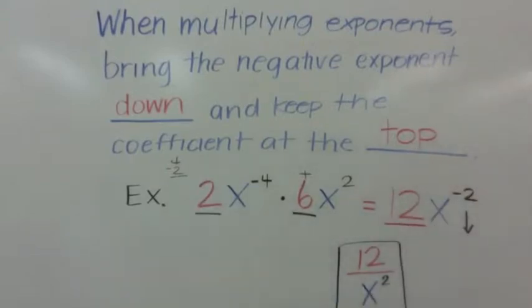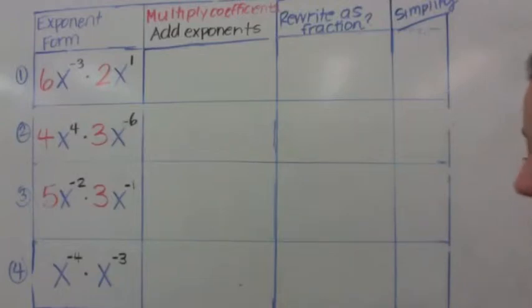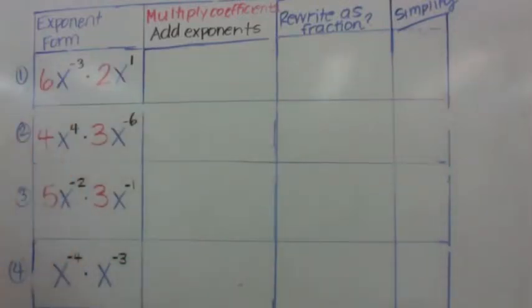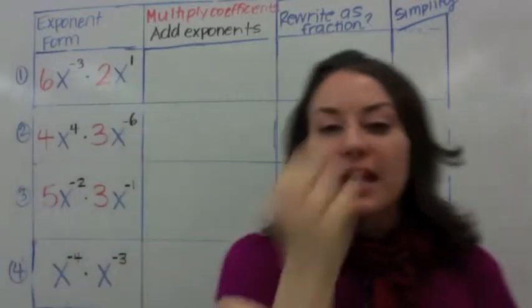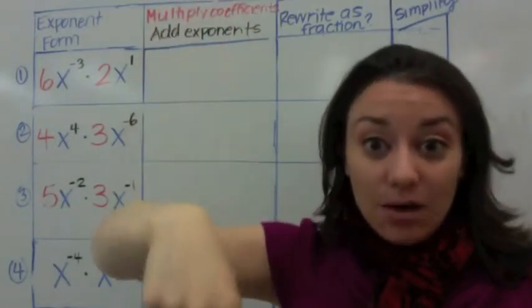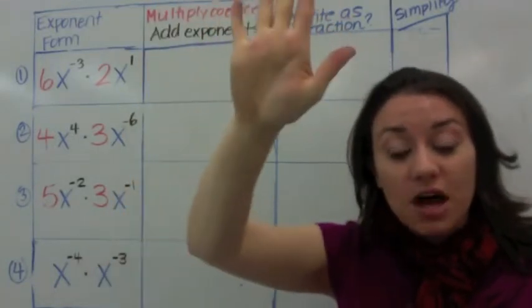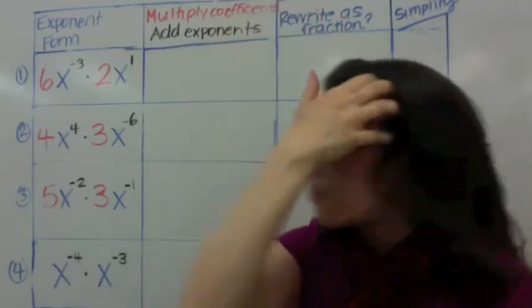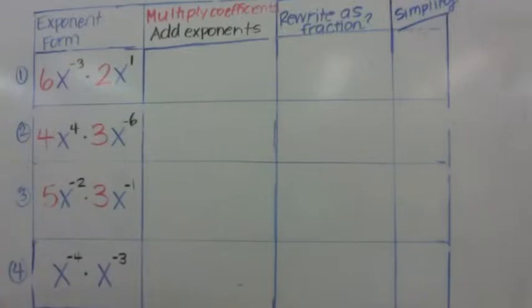So now we're going to do some examples where you are multiplying these exponents. You're going to end up with negative exponents all today. When you have a negative exponent, you're going to bring it down, but keep the number at the top. You're no longer going to use the number 1 for these. So let's go ahead and try these together.